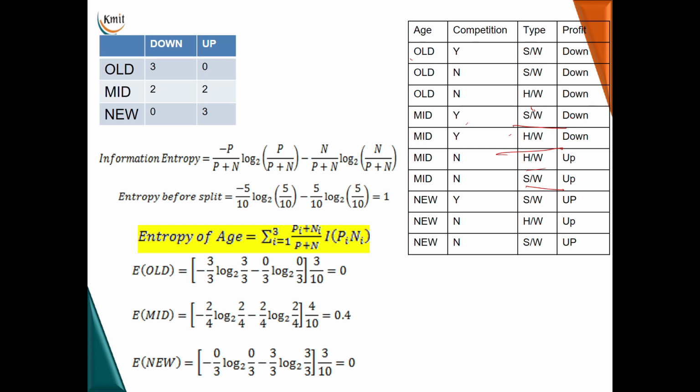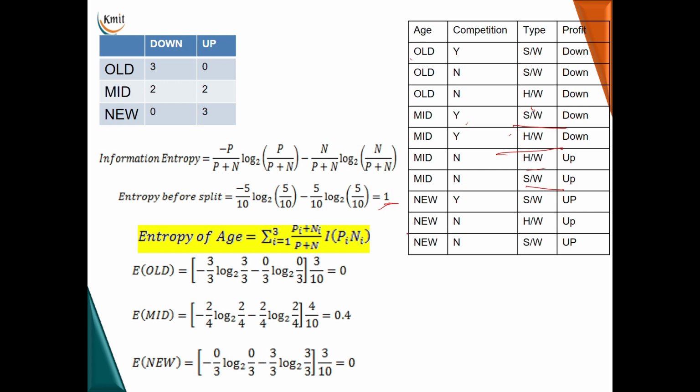Now I want to find the entropy before split. Before splitting, what is the entropy? P is 5, so 5 by P plus N. P plus N is the total number of transactions I have. How many transactions? 5 plus 5, 5 ups, 5 downs, so totally 10. This is minus 5 by 10 log base 2 of 5 by 10, minus again N is also 5, 5 by 10 log to the base 2 of 5 by 10. When I calculate this, I will get a value of 1.